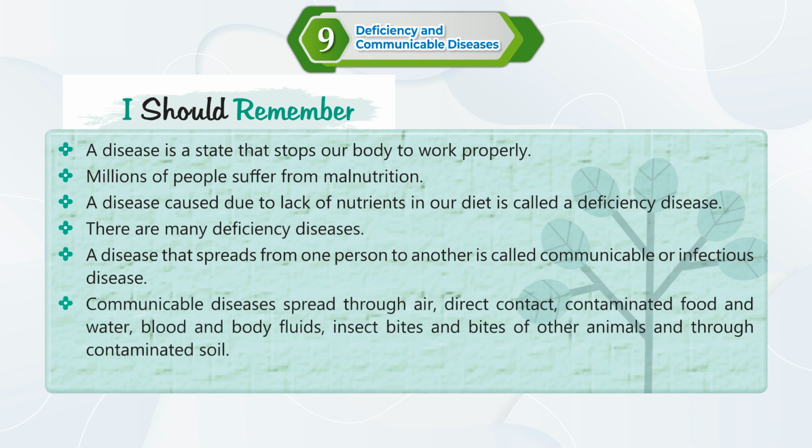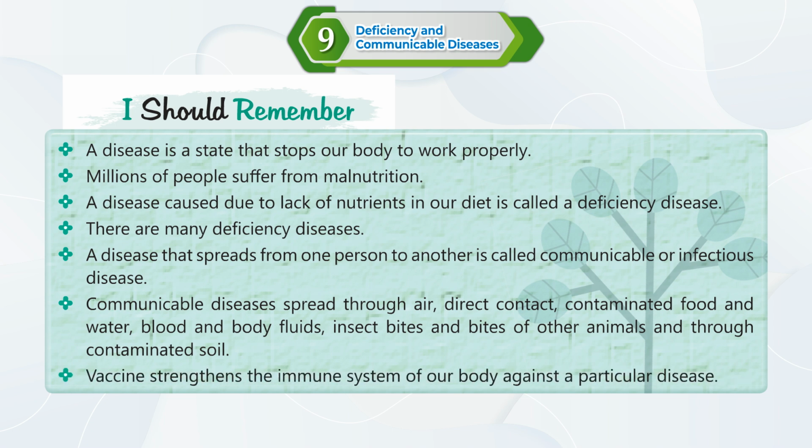Communicable diseases spread through air, direct contact, contaminated food and water, blood and body fluids, insect bites and bites of other animals, and through contaminated soil. Vaccine strengthens the immune system of our body against a particular disease.